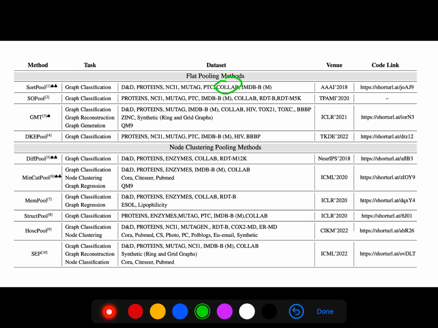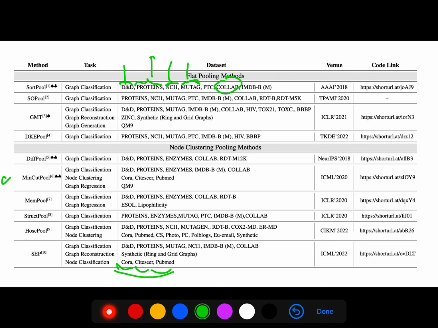For example, collaboration. And then Cora is here. Cora, CiteSeer, PubMed. These are important for node classification because it's just one graph but many nodes, as opposed to datasets like this, which is thousands of graphs, but each graph is just around, for example, 20 nodes. For example, this one, thousands of graphs, but each graph has 20, 30 nodes. Of course, more edges.